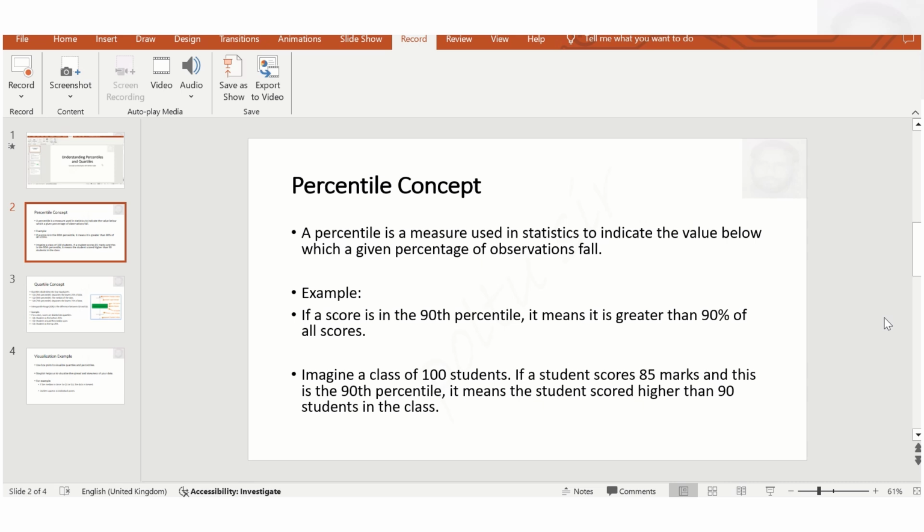Imagine a class of 100 students, and a student scores 85 marks, and this is the 90th percentile. It means the student scored higher than 90 students in the class. So the result for the student would be that he or she has got the 90th percentile, let's say. It means the student scored higher than 90 students in the class.